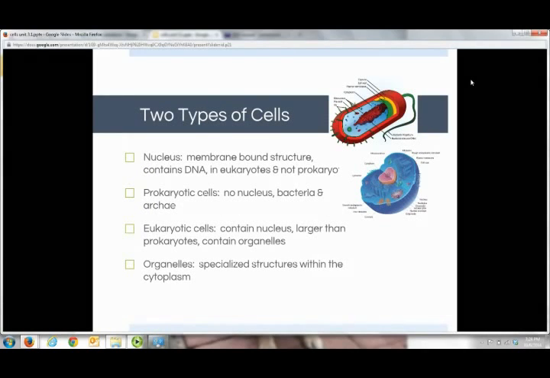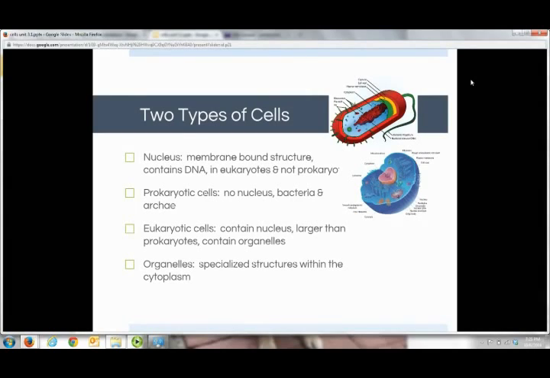We have two main types of cells, the prokaryotic cells and the eukaryotic cells. What's going to set these cells apart largely is the presence of a nucleus. The nucleus is a membrane-bound structure that's going to contain your DNA. This is found only in eukaryotes and not prokaryotes. The prokaryotic cells do not have a nucleus, and this is going to include your bacteria and archaea. The eukaryotic cells are going to contain a nucleus. These tend to be larger than the prokaryotes, and they're also going to have organelles. The organelles are just specialized structures within the cells.